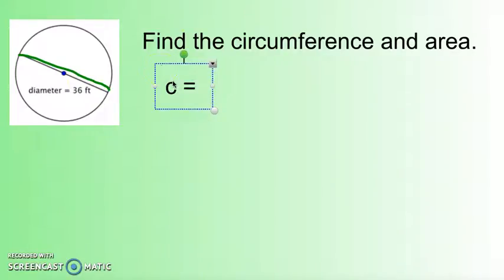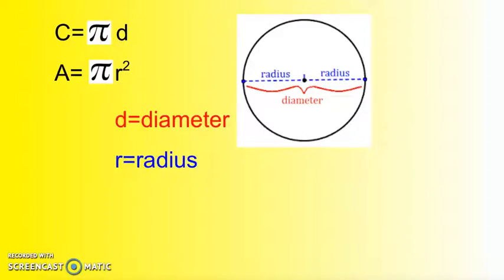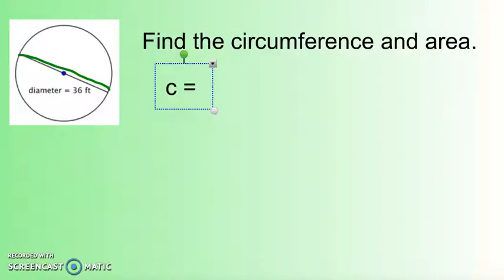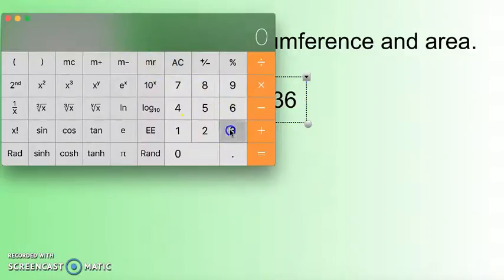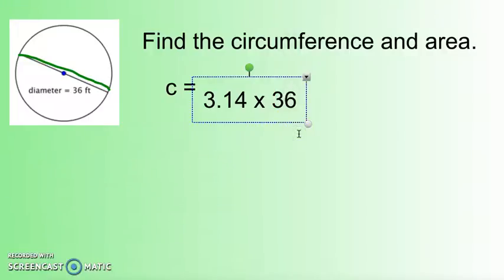So let's start off with circumference. Remember, what number did I say to use? Because our formula is pi times diameter. And what number are we using for pi? What approximation? 3.14. So we're going to use 3.14, and we're going to multiply it by diameter. Well, our diameter is 36. So I'm going to take my calculator and do 3.14 times 36. And the answer is 113.04.